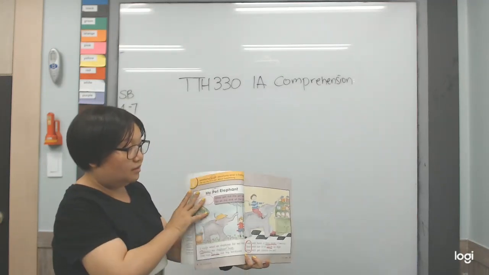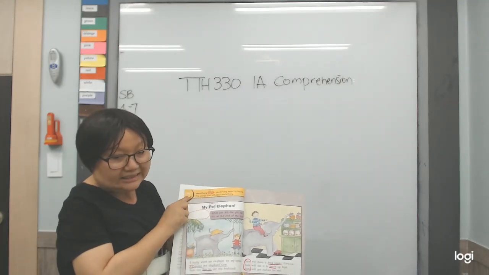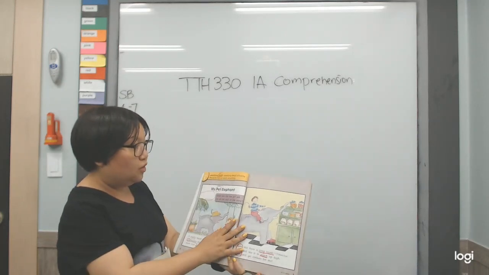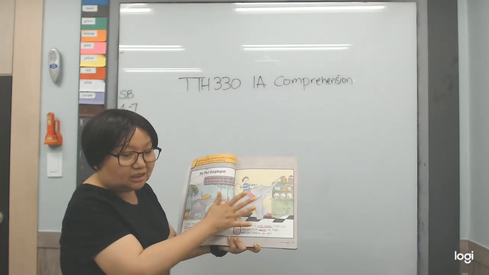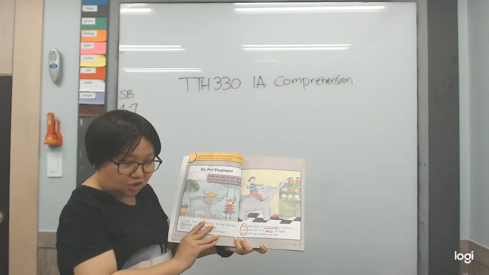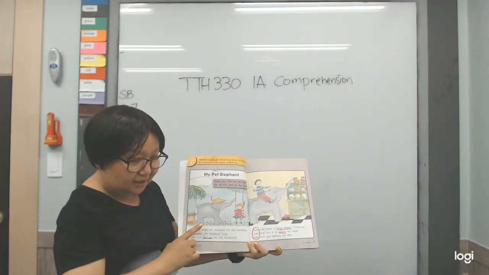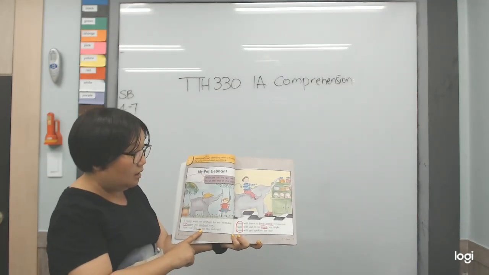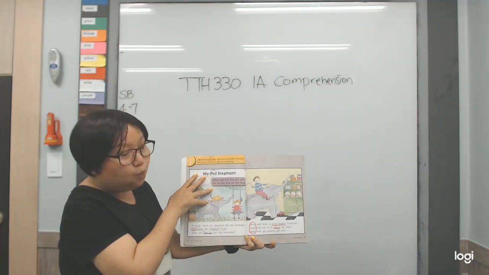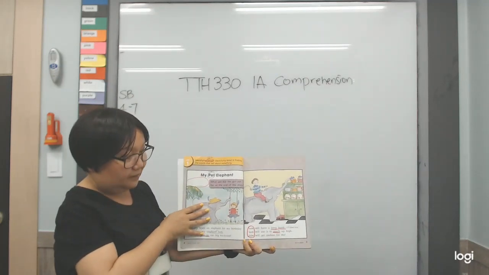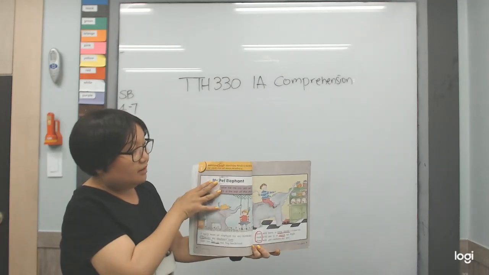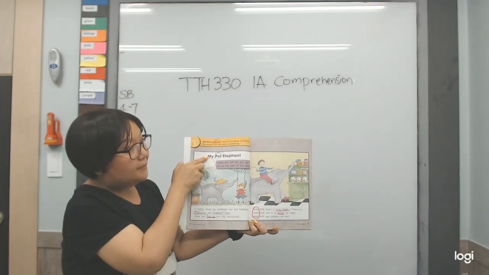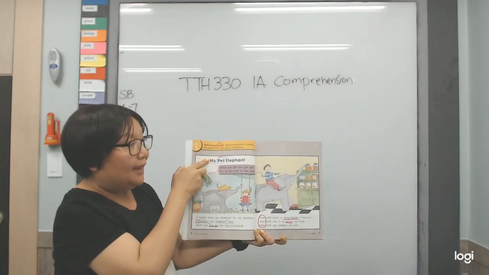So with Unit 1, everybody, we are going to talk about the details. Details means the small information. So what you need to do is, when you are reading the story, think about some questions, and you need to be able to find the answers to the questions. Okay? So for example, what is the title of the story, everybody? Where is the title? Here is the title. Very good. So, everybody, what's the title? My pet elephant, right? My pet elephant.